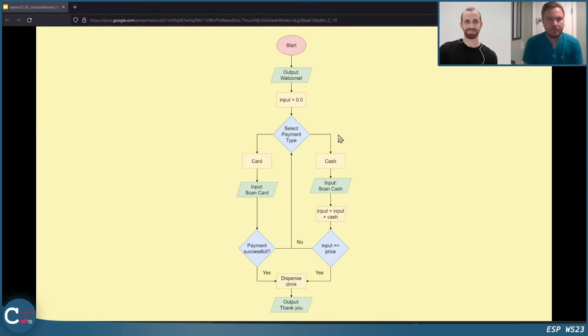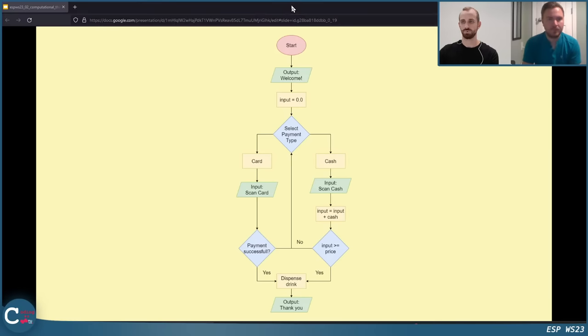An interesting and very good question in the chat. Shouldn't there be an arrow going from output back to start, Alex? We could do that, for example, yeah. Or we probably could also have a delay, which after 5 seconds, at the very end, goes back to output welcome. So that would also work, of course.